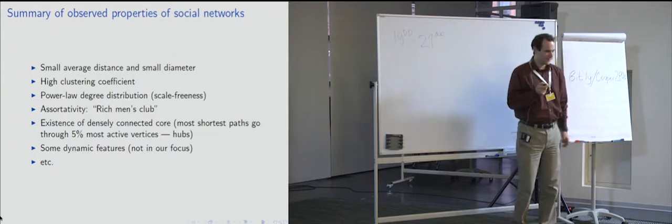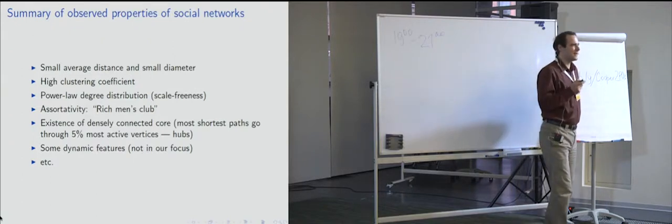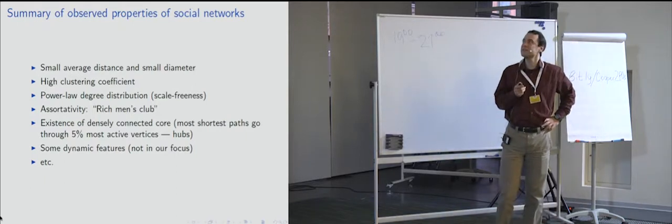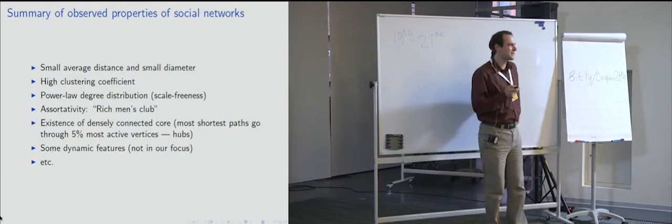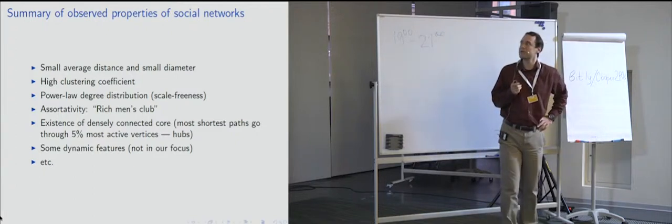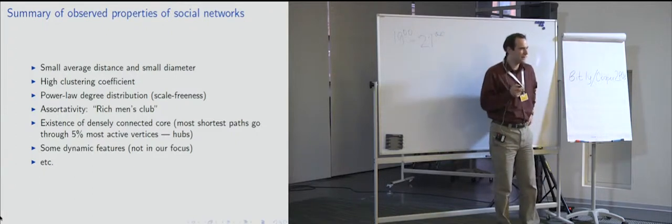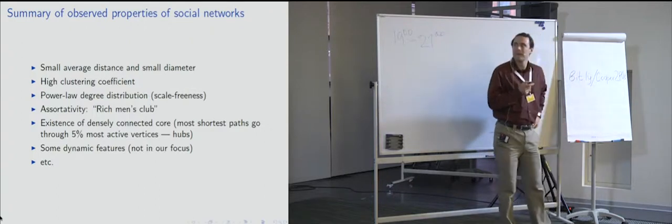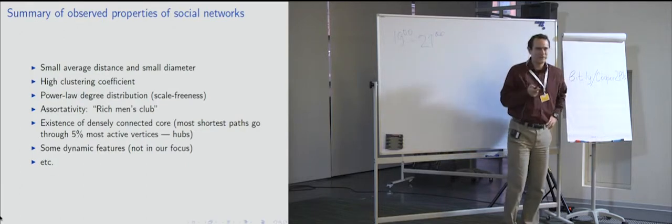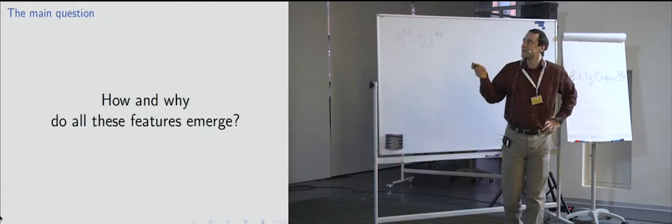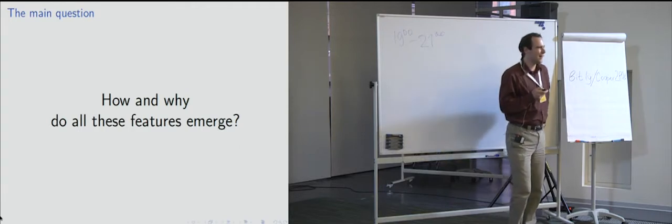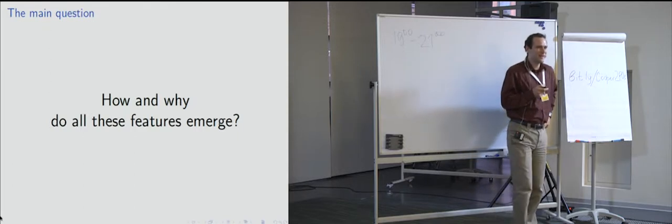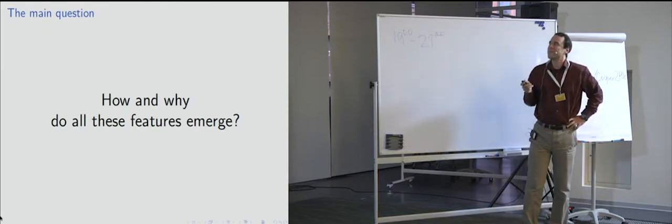Okay, so it's a brief summary. There are 3 main properties: small average distance, high clustering, and scale freeness. And also there are some minor properties like assortativity, where high degree vertices are connected to each other, and some other features. So the main question is how and why do all these features emerge?